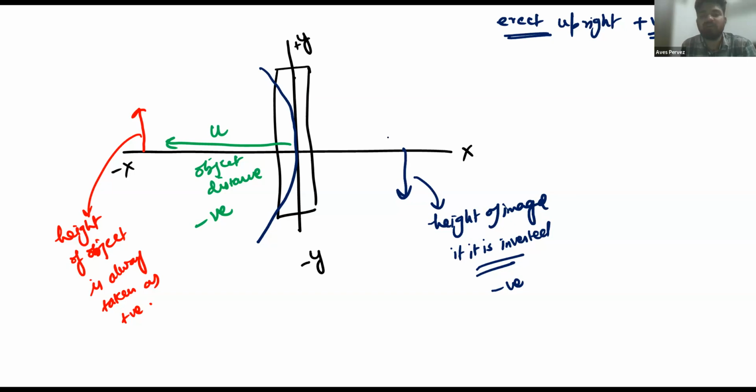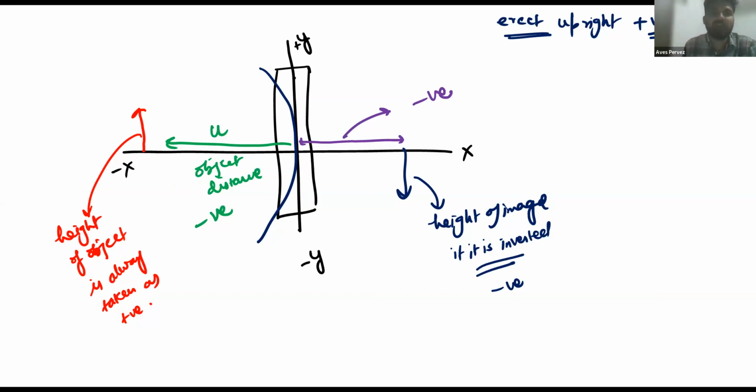And if I am talking about V, the image distance, if the image is formed on the positive x-axis, on this side, whether it forms here or here, then it will be taken as positive. And if it is forming on the negative x-axis, either here or here, then the image distance will be taken as negative.